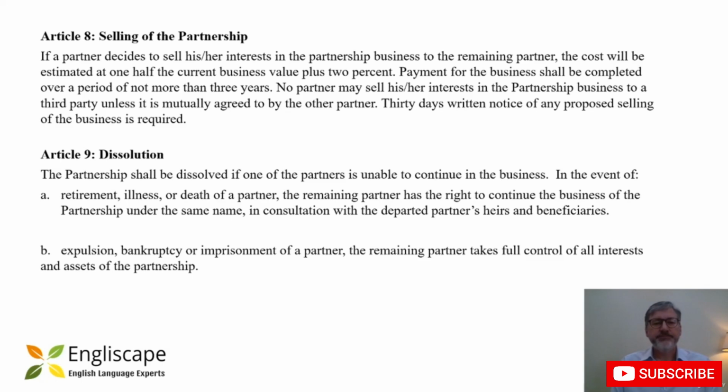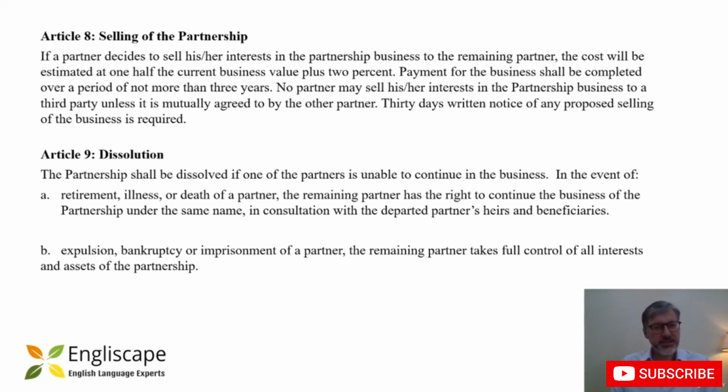What does this mean? Firstly, they can sell the partnership, but they must have the agreement of the other partner. They can sell the business when it's valued at 1/2 of the current business value, 50% of the business value plus 2%. That's how much they can sell the business to a third party for. So, the partner who leaves the business receives 50% of the value of the business at that point, plus 2% from the new partner as a bonus.